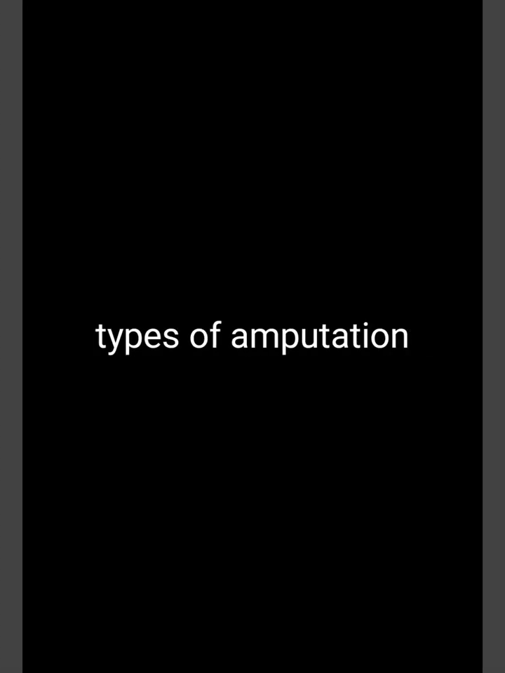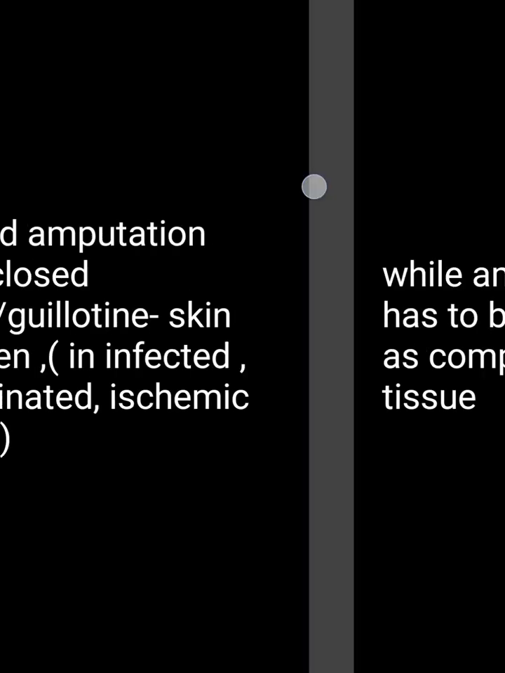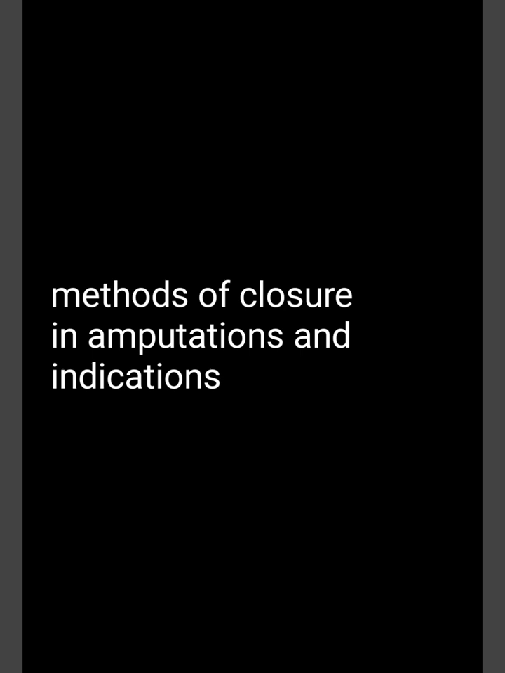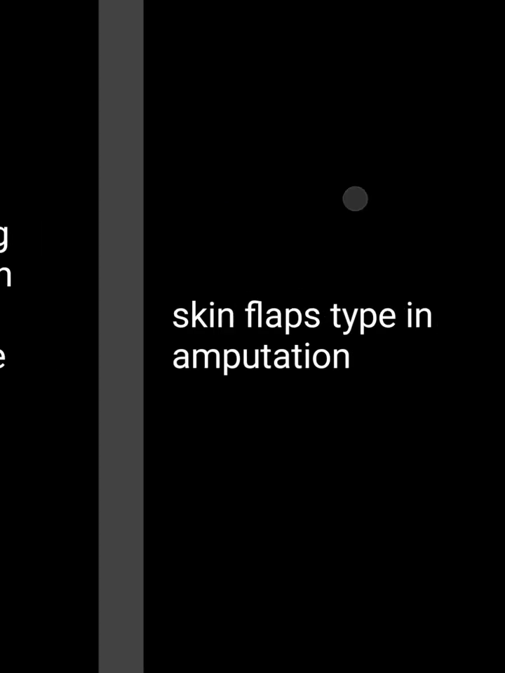Types of amputation. 1. Closed amputation: skin is closed. 2. Open guillotine: skin kept open, in infected, contaminated, ischemic wounds. While amputating, the bone has to be cut how much shorter compared to soft tissue? 5 cm shorter. Methods of closure in amputations and indications. 1. Myodesis: suturing muscle to bone, contraindicated in PVD. 2. Myoplasty: muscle to muscle, done in ischemia, PVD.